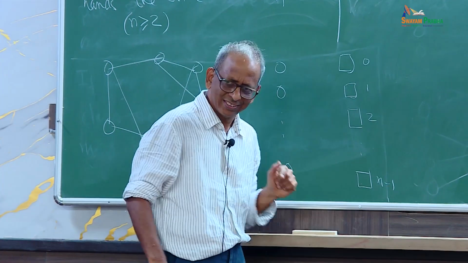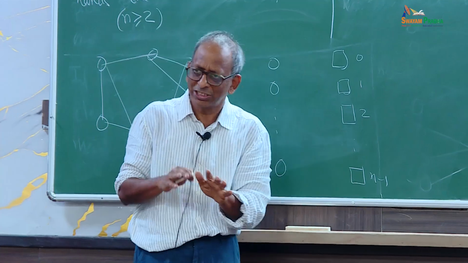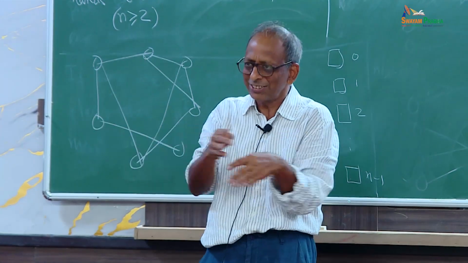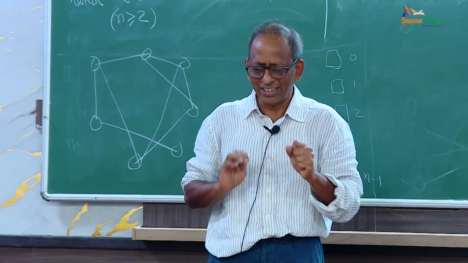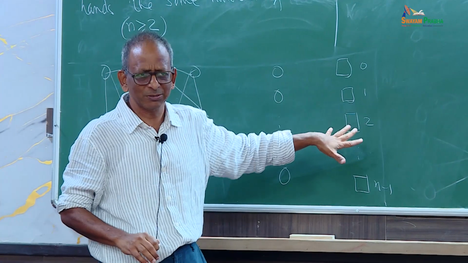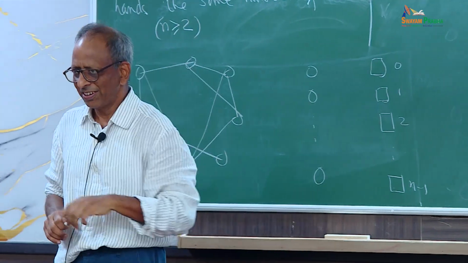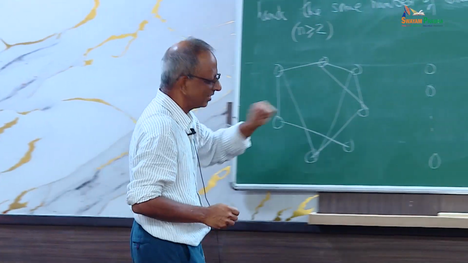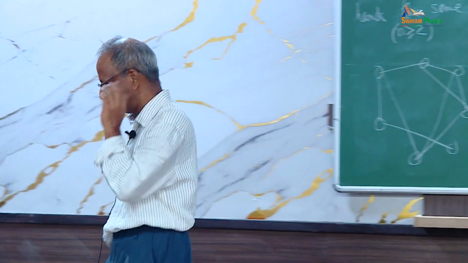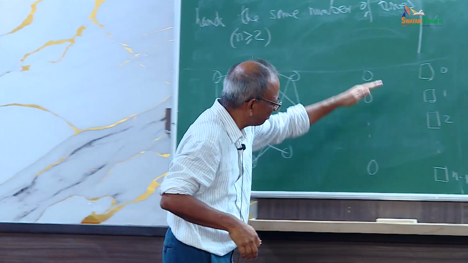If you shake everybody's hands, it is n minus 1. I'm not cheating at the moment. I'll come to that. I want you to think. Please keep thinking; till more hands are raised, I will wait. Are all these numbers possible?